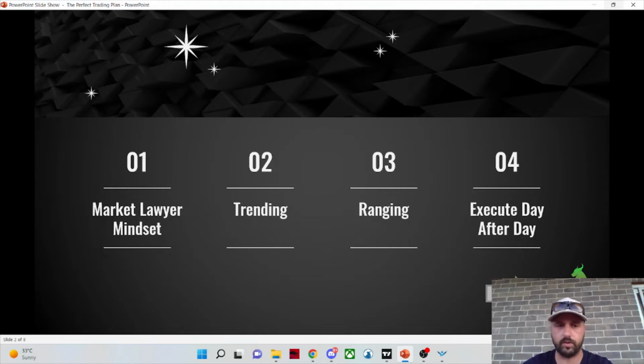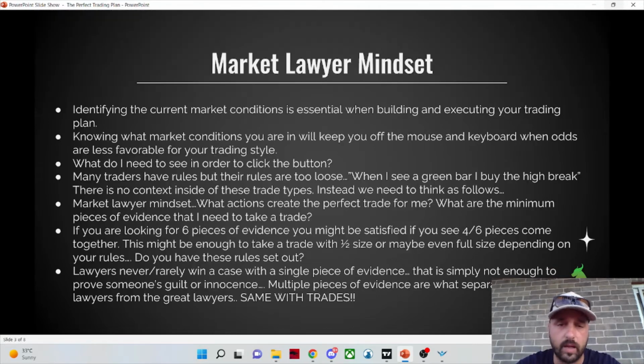So what we're going to talk about is number 1, the market lawyer mindset. Number 2 is going to be trending markets. We have to identify what market we're in in order to execute our trading plan properly. There's going to be a trading plan for a ranging market, a sell-off, a run-up phase, recognizing whether we're in accumulation or distribution. So you have to be able to recognize these markets. We're going to talk a little bit about trending markets, ranging markets, and how to execute day after day based on the plan that you put together.